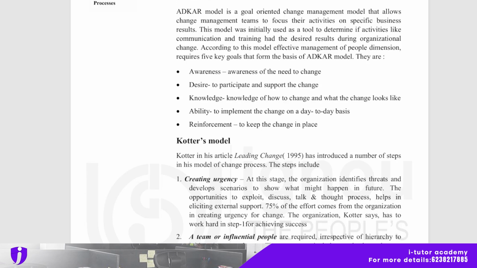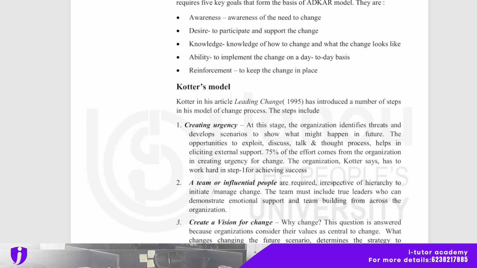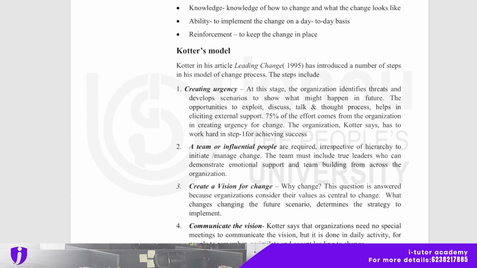And next model is Kotter's model. Kotter, in his article Leading Change, in 1995, has introduced a number of steps in his model of the change process. The steps include, first one is creating urgency. At this stage, the organization identifies threats and develops scenarios to show what might happen in future.